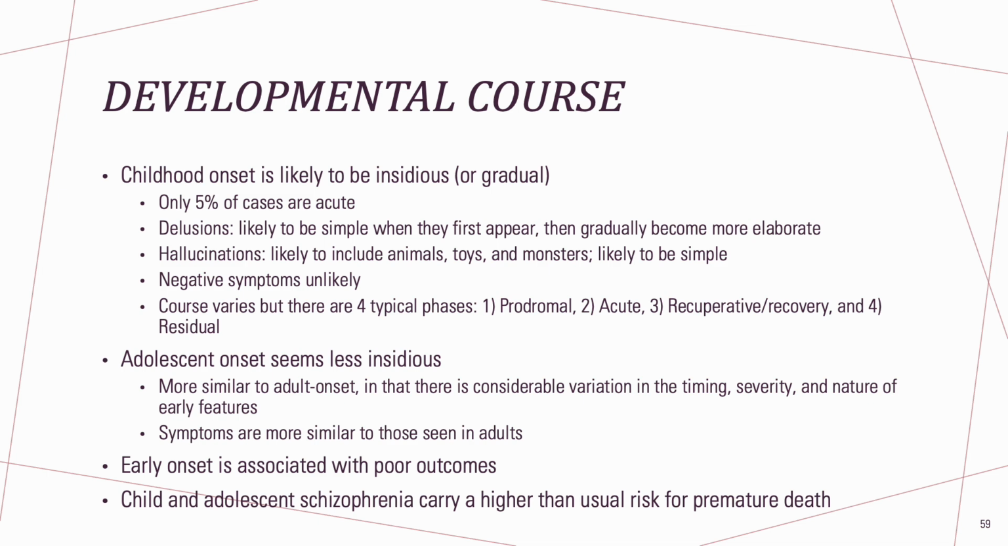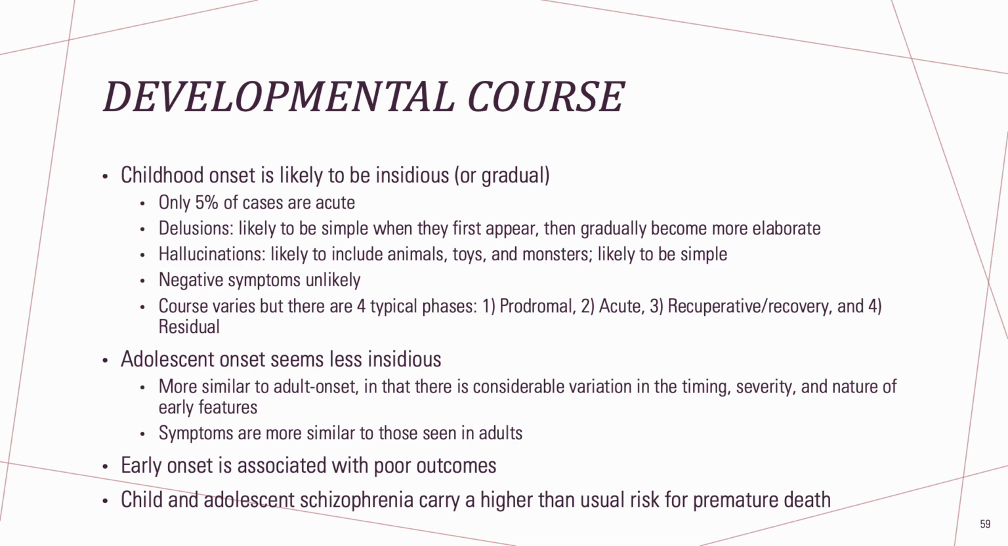The course varies in terms of the trajectory of schizophrenia symptoms, but there are 4 typical phases, and that's the prodromal phase, acute, recuperative/recovery, and the residual phase. As far as adolescent onset, it seems to be less gradual, and it's actually seemingly more similar to adult onset schizophrenia in that there's pretty decent variability in the timing, the severity, and the nature of the early features. And again, the actual symptoms seem to be a lot more similar to those seen in adults.